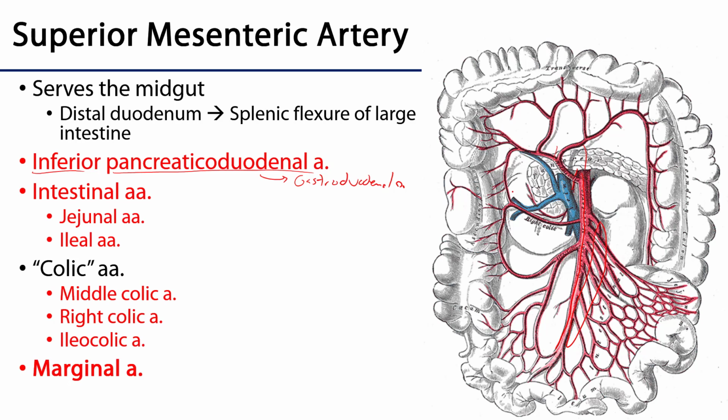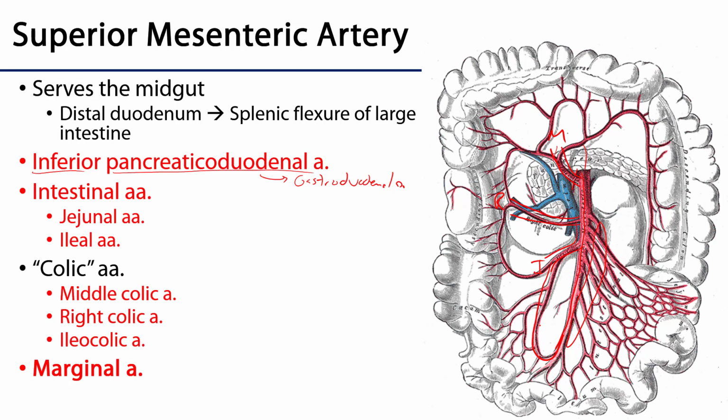Coming off the right side of the SMA are the colic arteries. So we'll have a middle colic artery. So that's the middle. Then a right colic artery. That's the right. And then an ileocolic artery. That's the ileo. And that ileocolic artery wraps down around and forms this arch with the SMA. That's impressive. Now, these are called the colic arteries because they are supplying the colon with blood.